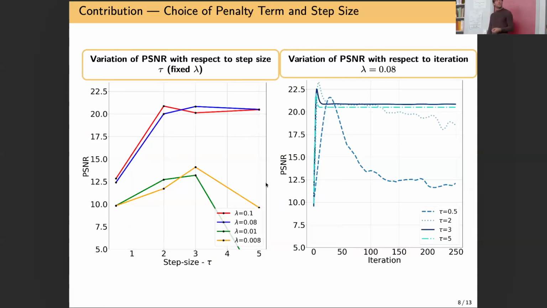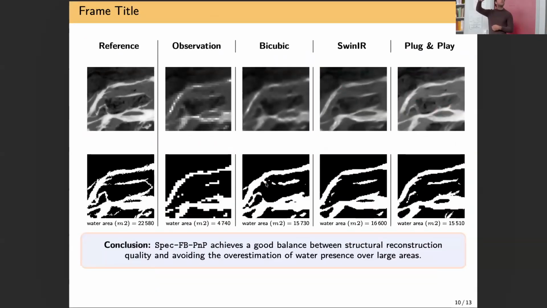As I said in the slide before, we have to choose a specific value of lambda, the penalization term, to guarantee a convergence of our reconstruction. We have different values on which the PSNR can converge. But as you can see on the left, we do not obtain a maximum value of the PSNR for each value of lambda and a specific value of the step size tau. Here we obtain, sorry.